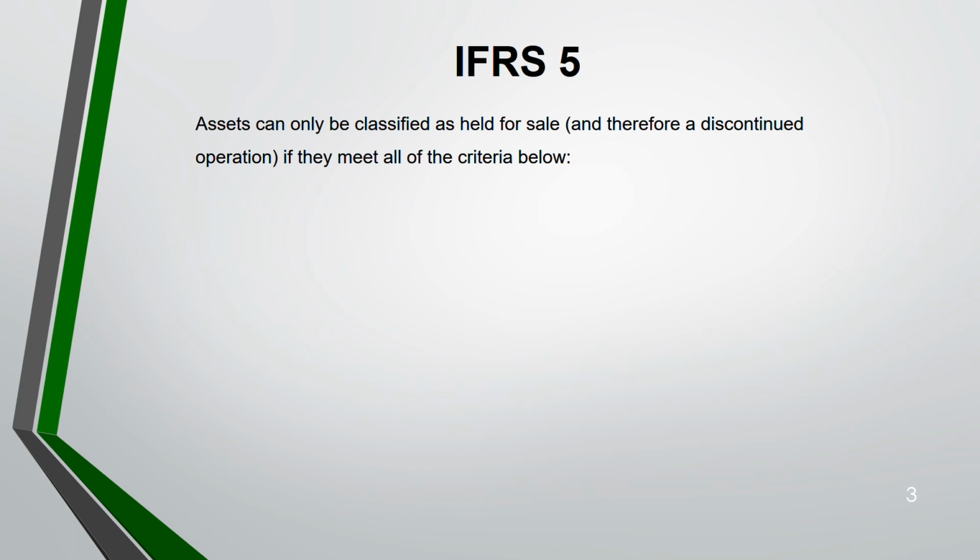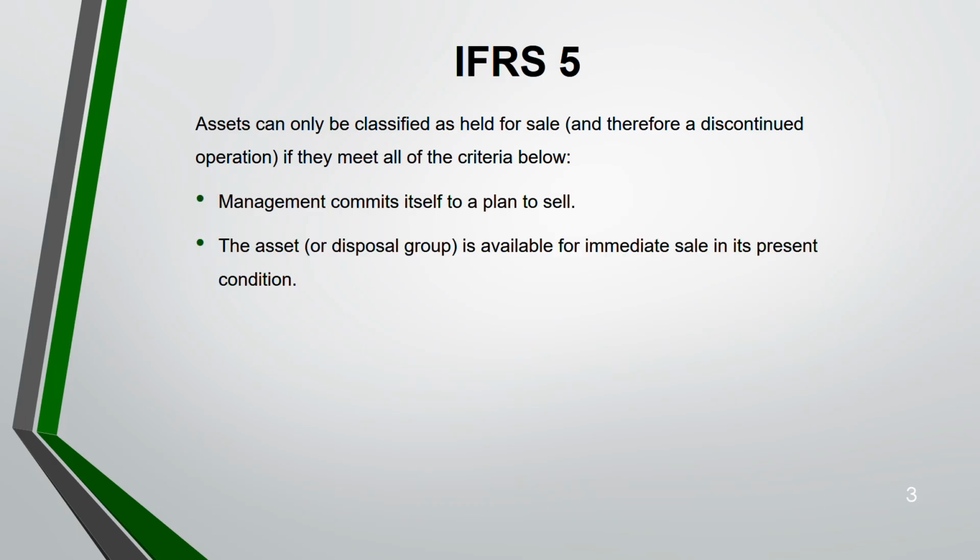If they meet all of the criteria, not just one, all the criteria, it is classified as held for sale. First criteria, management has to have a commitment that they have to sell. Next, the asset or the disposal group is available for immediate sale in its present condition. You don't have to do too much change, you don't have to wait too long before selling it. In whatever condition it is, you can sell it immediately.